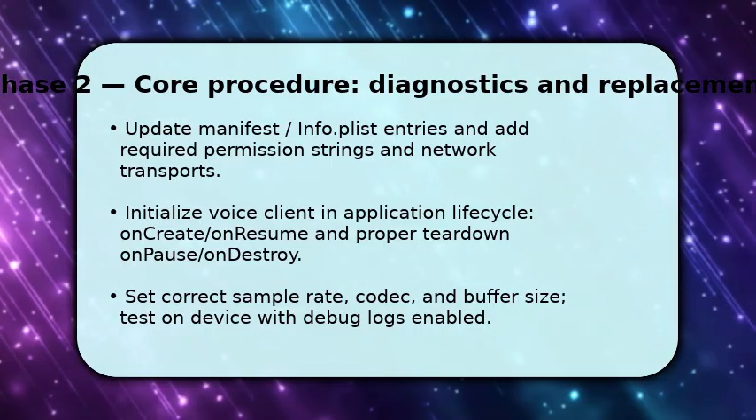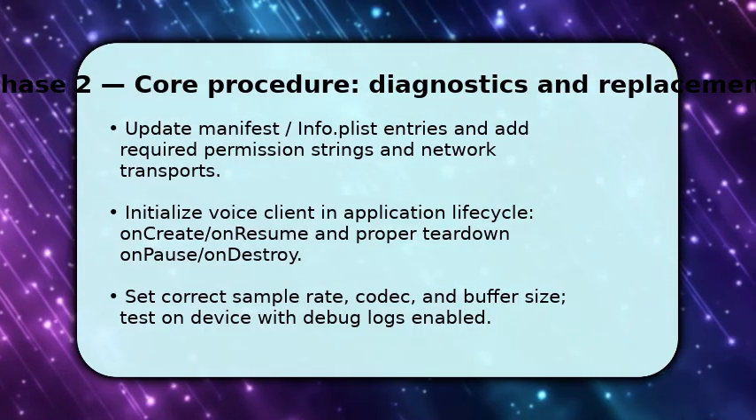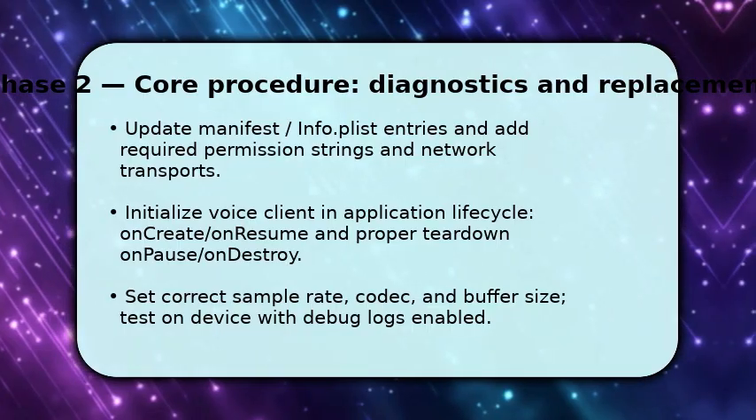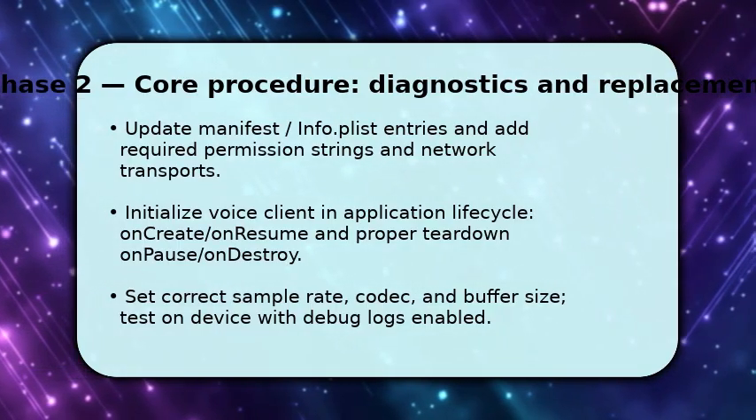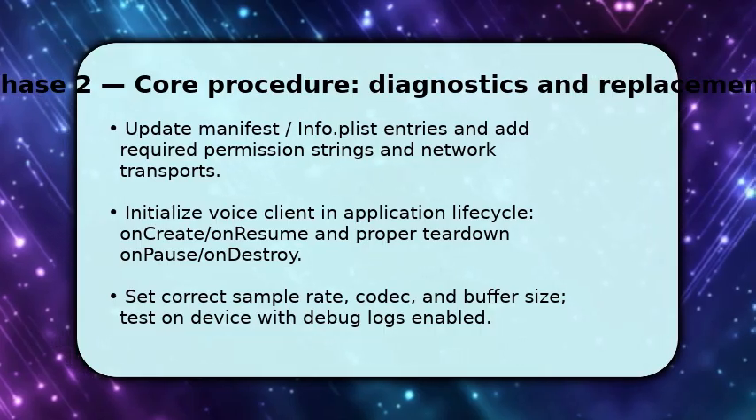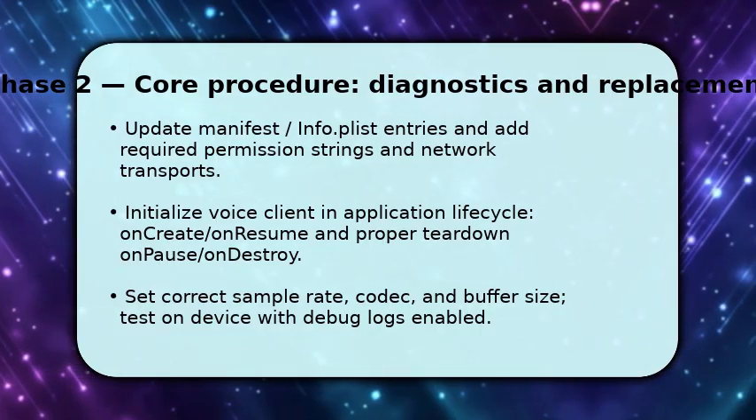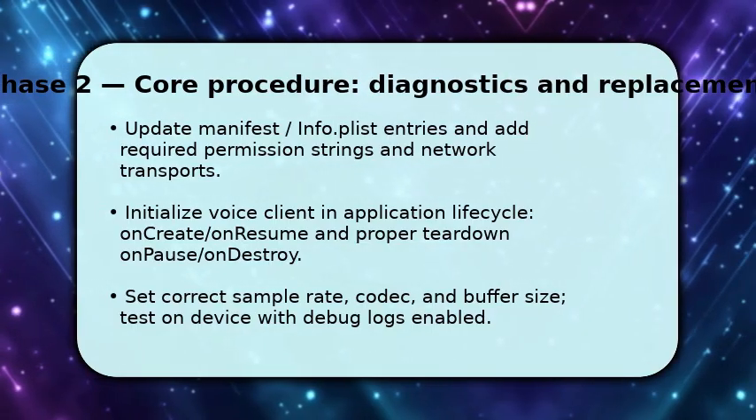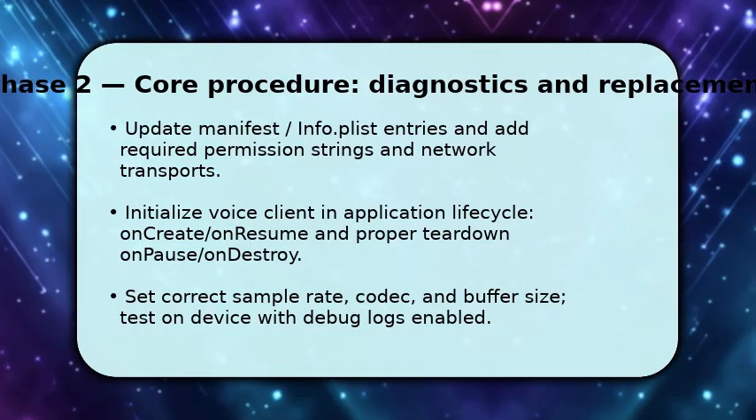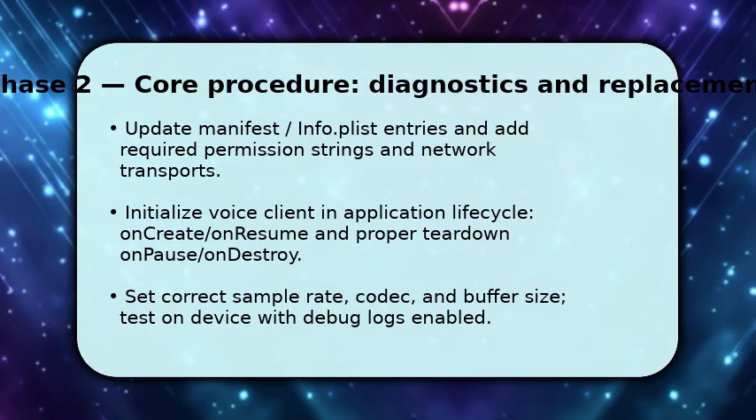Initialize the voice client in onCreate or onResume, and ensure you tear it down in onPause or onDestroy so resources free properly. Configure sample rate, codec, and buffer size to match device capabilities. Mismatch causes stutter. Also update manifest or Info.plist entries for permissions and network transports. Finally, enable debug logs and perform a live test on a real device.